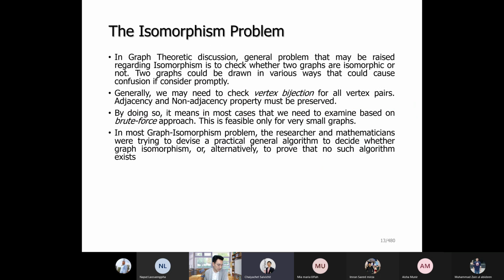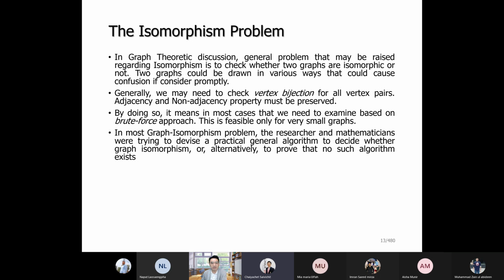Now we have the isomorphism problem, a graph theoretic discussion. The general problem that may be raised regarding isomorphism is to check whether or not two graphs are the same, or isomorphic. The two graphs could be drawn in various ways that could cause confusion if considered promptly. We have to look further, because if you draw differently, you may say these are two different graphs without counting the number of edges or number of nodes. But if they have the same nodes and the same edges, then it could be the same graph.